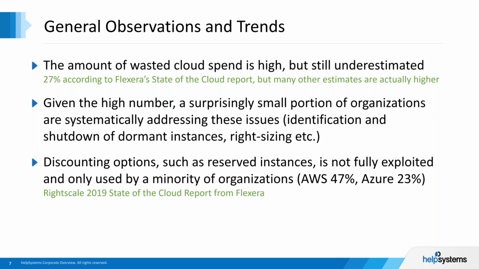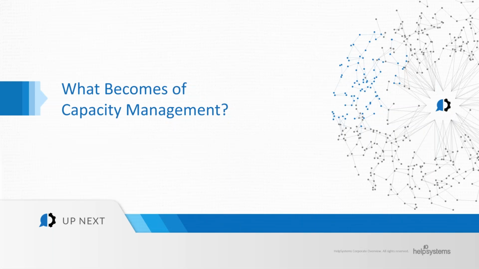So there's a relatively high level of immaturity, I would argue, when it comes to actually looking after cost and keeping control of cost in the cloud. So that sets the scene. So this is what we need to address as capacity managers, and what we need to work with.